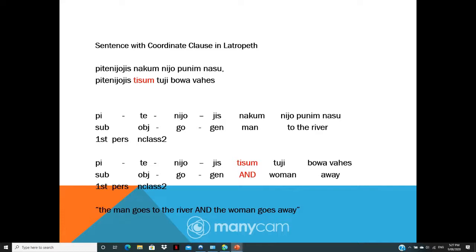The man goes to the river. The woman goes away. By sticking tisum as an adverb, clause relational adverb in the second clause, you're sort of adding the concept of and between the two clauses and building it into a complex sentence. The man goes to the river and the woman goes away.